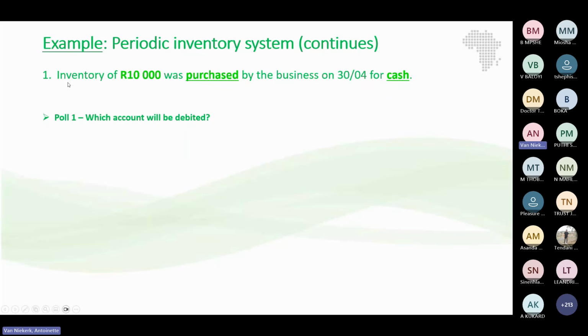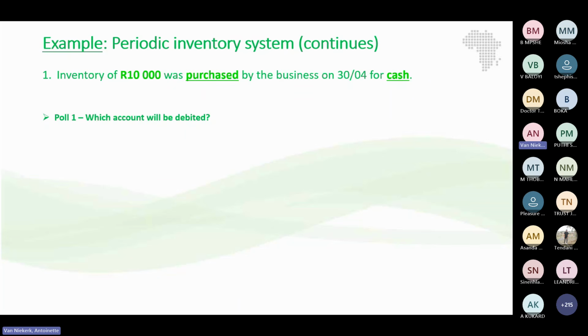Now, let's look at the transaction. I'm going to launch some polls for you, so you can tell me which account will be debited. Please, if you can participate, I would really appreciate it. It will give me an indication of the knowledge and what you understand currently and what not.